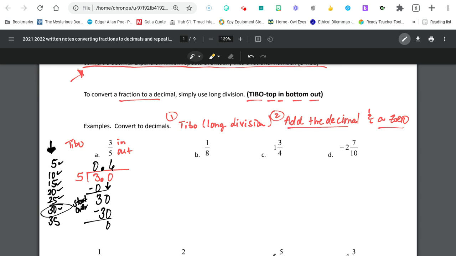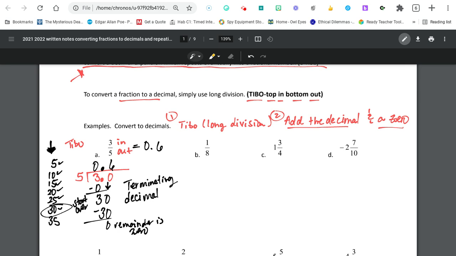Here I get a remainder of 0 with nothing left to bring down. This is known as a terminating decimal. My remainder is 0. So this terminates in the tenths place, guys. It's 0 and 6 tenths.